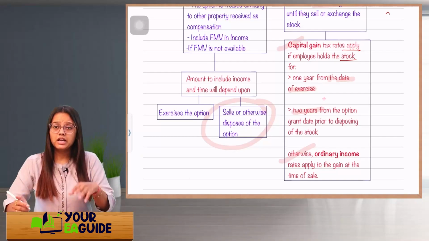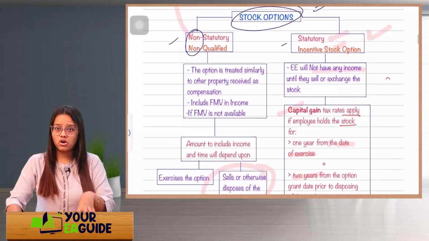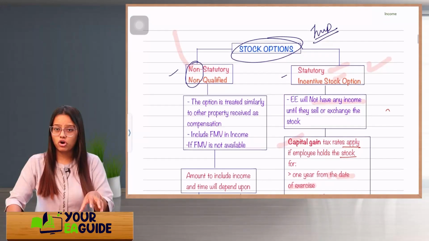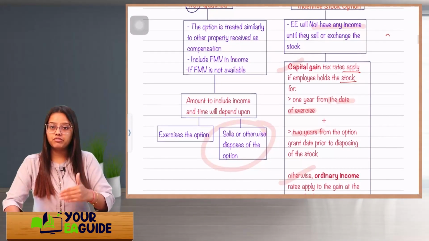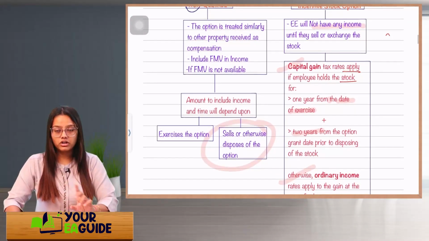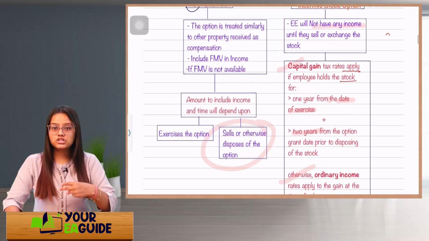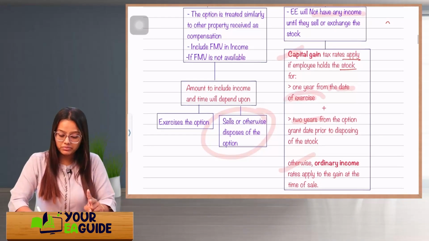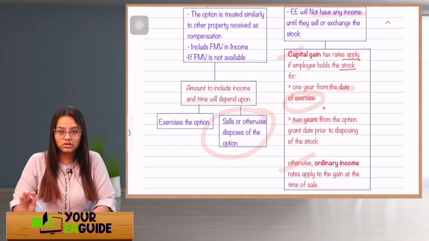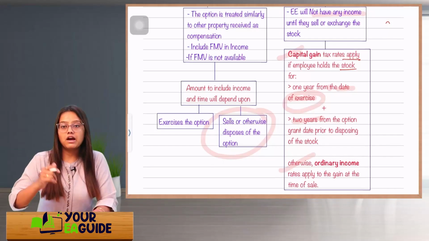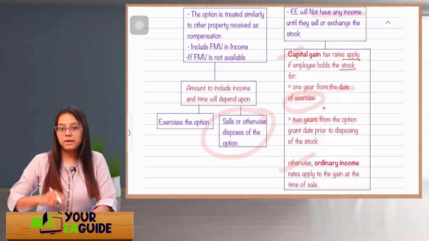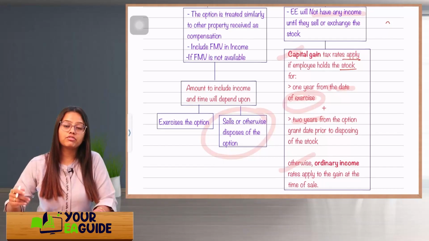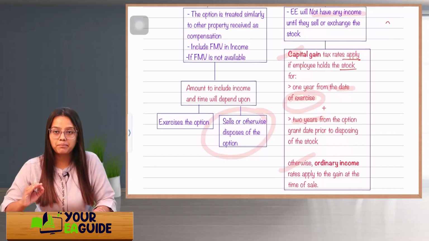Again, I'm repeating: if you're selling the shares or securities which you bought from the stock option, it must be after 1 year from the exercise date, plus more than 2 years from the grant date. I hope everyone understands the meaning of exercise and grant date. If both conditions are met, it will be called a normal capital gain.